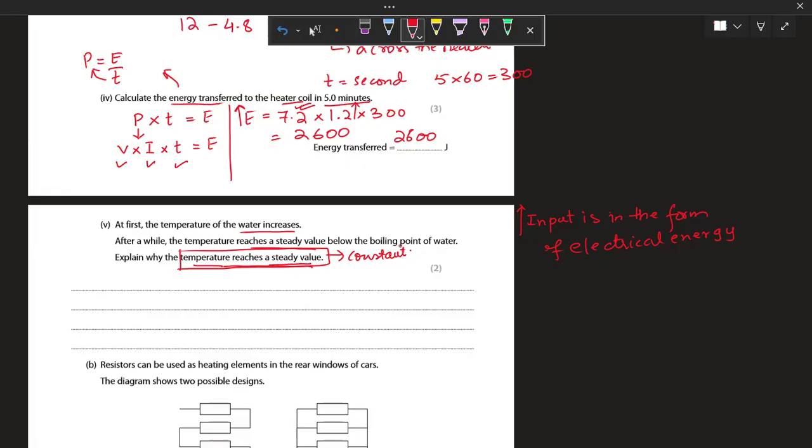Are we going to run out of the energy? Yes, we do not have any more energy in the battery. If we do not have more energy, what will happen? The temperature will stop rising. Clear?